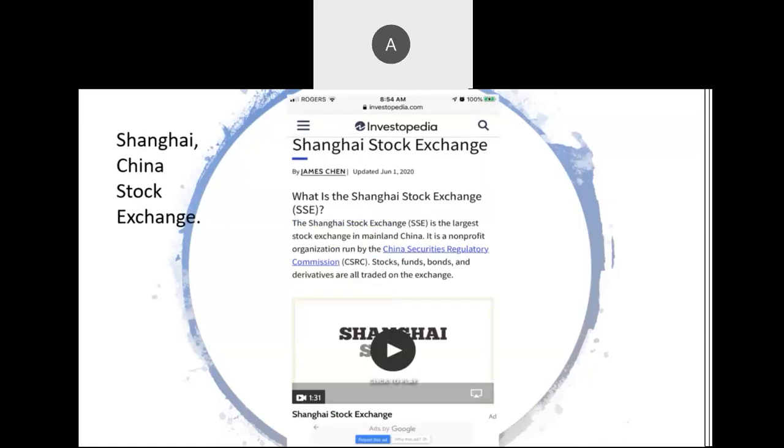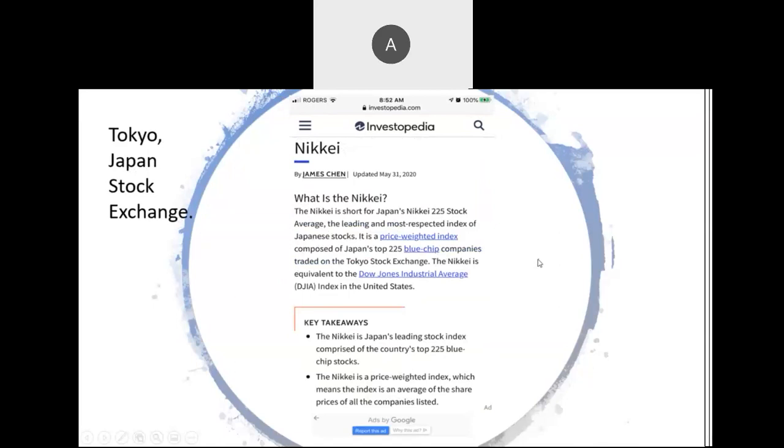Then there's the Shanghai stock market in China. Again, the largest stock exchange in mainland China, run by the Chinese government, their Securities Regulatory Commission. In Tokyo, it's the Nikkei. The Nikkei index is Japan's main stock market.